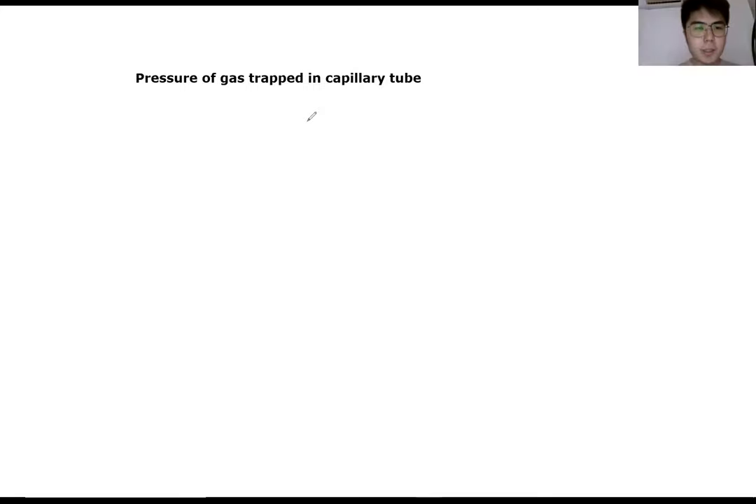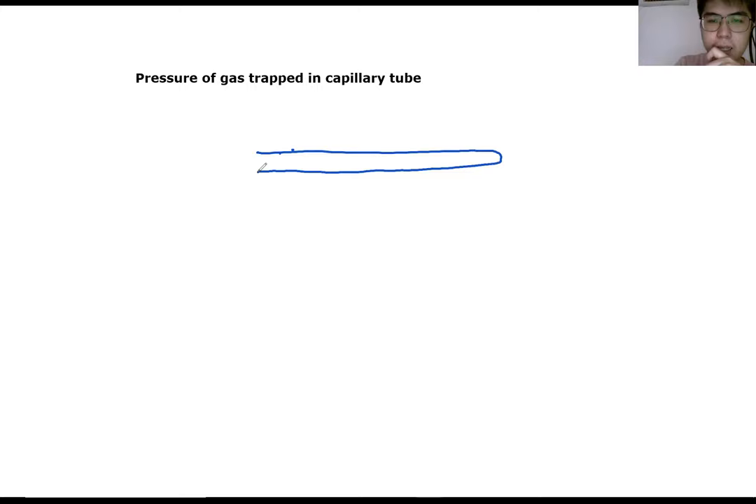Okay, now let's continue here. Next I want to talk about this one, pressure of gas trapped in a capillary tube. Now, a capillary tube is a very, very small tube, a tube that has a very small cross-sectional area, a tiny tube. Now, for the capillary tube, let's say there are three arrangements.